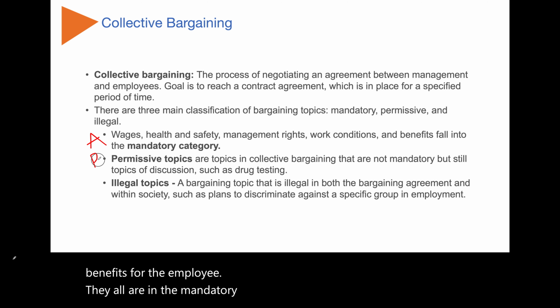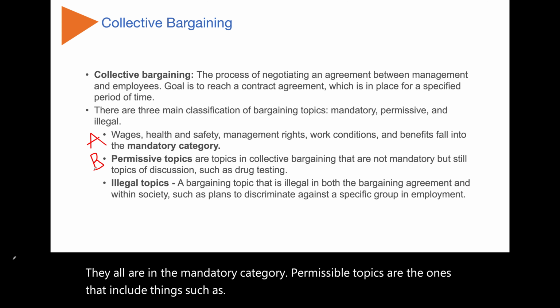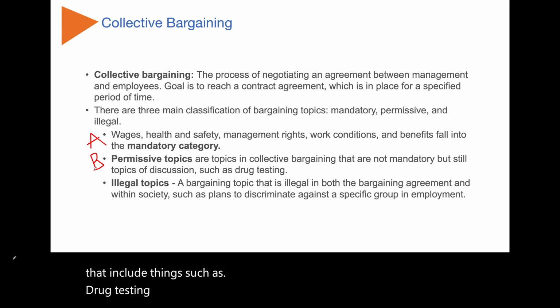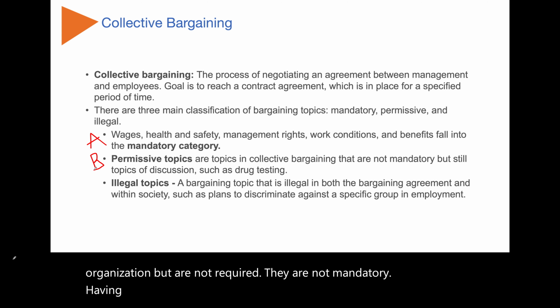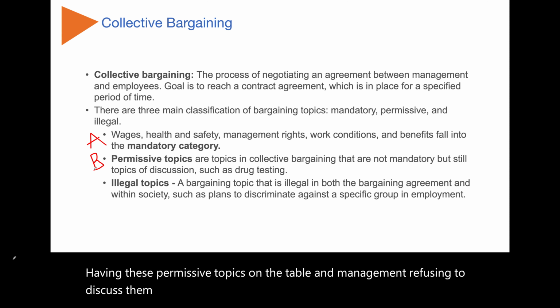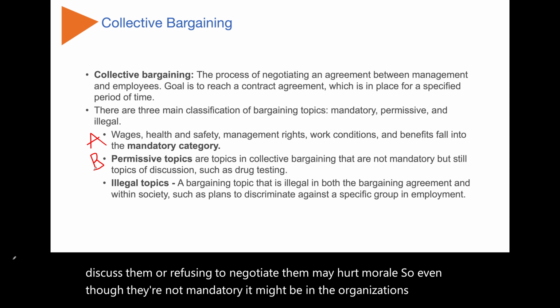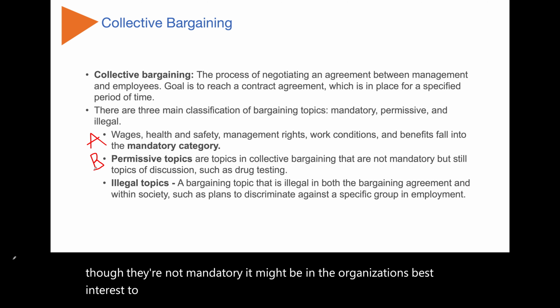Permissive topics are the ones that include things such as drug testing, equipment needed. These are things that still matter for the organization but are not required. They're not mandatory. Having these permissive topics on the table and management refusing to discuss them or refusing to negotiate them may hurt morale. So even though they're not mandatory, it might be in the organization's best interest to negotiate on those.